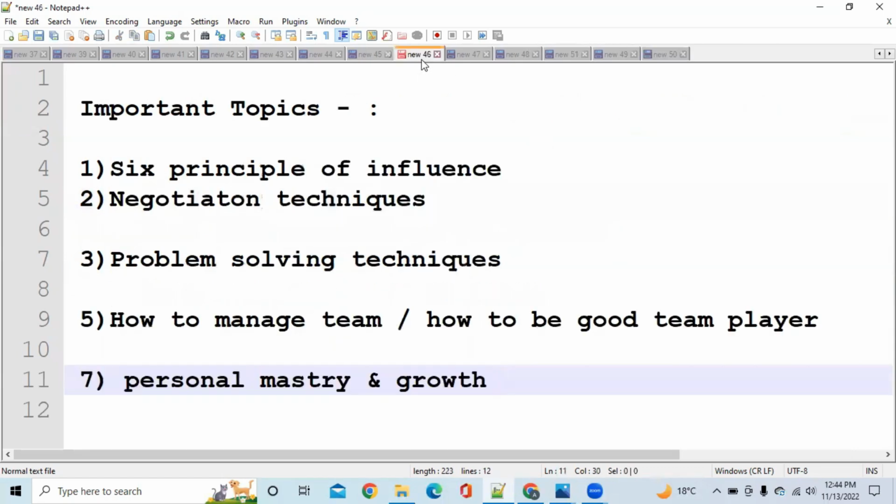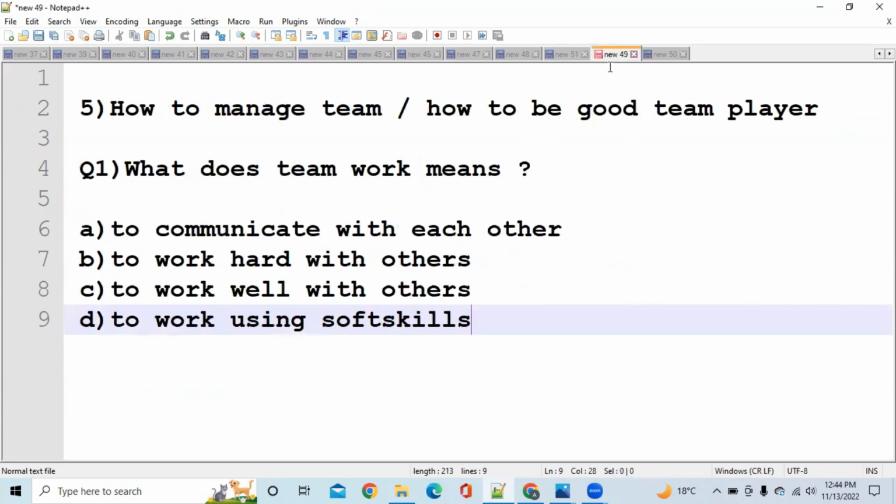Okay, now let's move to the next topic. So our next topic, how to manage team and how to be a good team player. Okay, so the first question with this is, what does teamwork mean? So I am pausing for 5 seconds. Please comment down your answer.